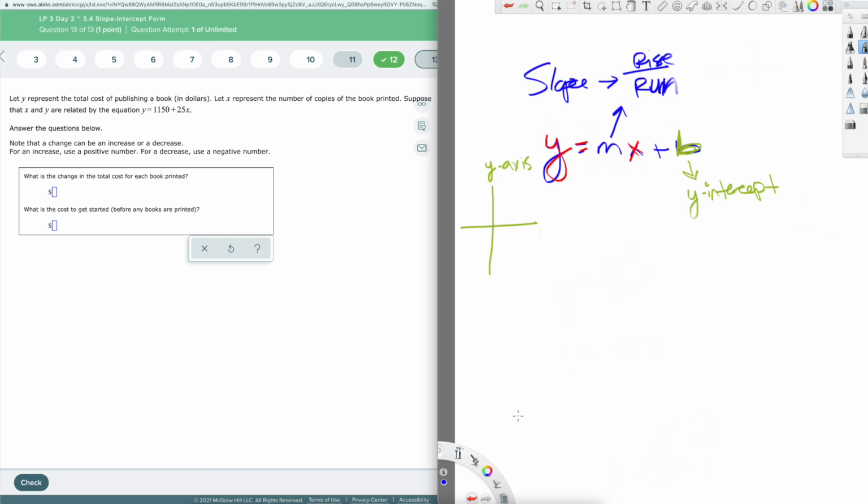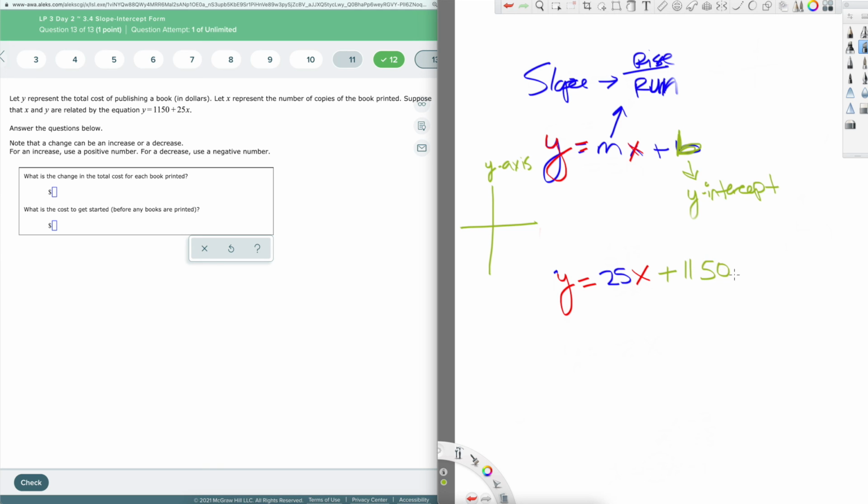Suppose that x and y are related by the equation y equals 1,150 plus 25x. And then we're going to answer some questions down below. So we have this equation, y equals... and I'm going to rearrange it a little bit because it said 1,150 plus 25x. I do like to see my x term first. It doesn't matter if I move it first or second, but I just like to see it that way so it matches up nicely. Plus, not minus. So here are my two pieces.